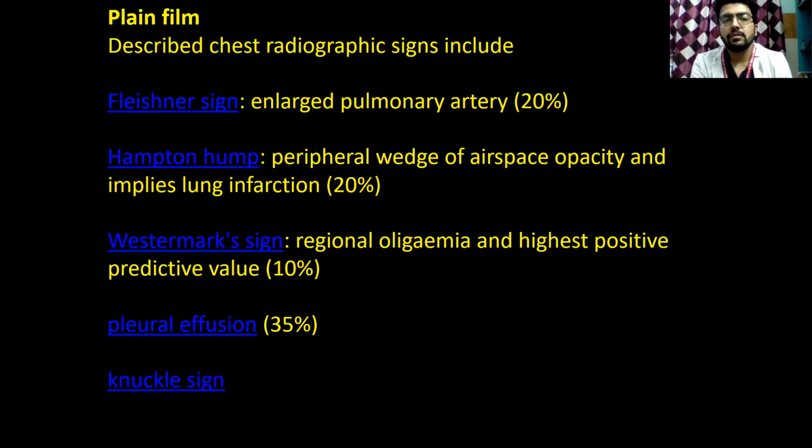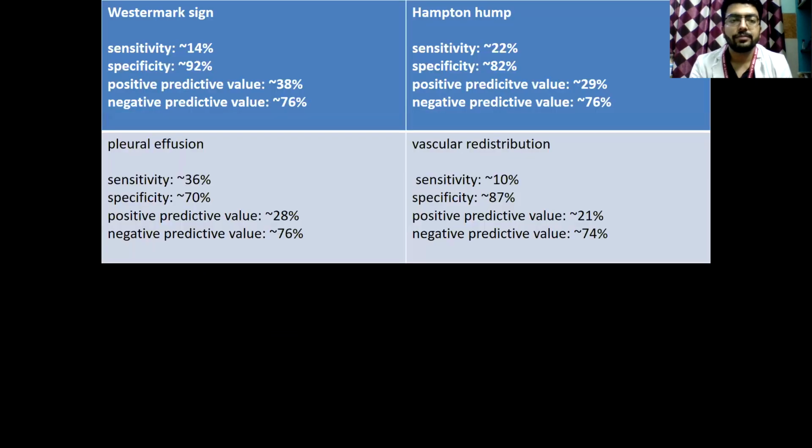On plain films, what we see is Fleischner's sign, which is an enlarged pulmonary artery; Hampton's hump, that is a peripheral wedge of airspace opacity that implies lung infarction; Westermarck sign, that is regional oligemia, with the highest positive predictive value; pleural effusion; and knuckle sign. Westermarck sign has a high specificity of 92% and negative predictive value of 76%. Hampton's hump has 82% specificity and 76% negative predictive value.